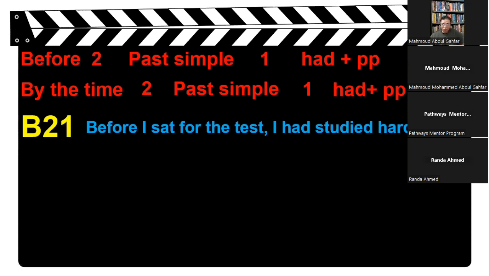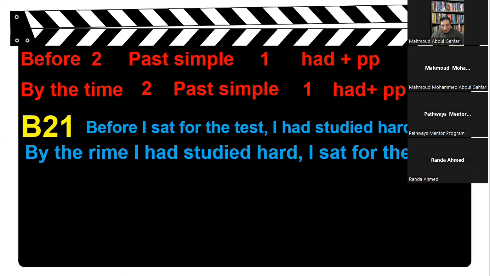That is B21. Now if we use before or by the time in the middle of the sentence, it is the same sentence. By the time I had studied hard... no, this is a mistake. I'm sorry for this. By the time I sat for the test, I had studied hard. So 1B2: if we put before in the middle of the sentence, we begin with had plus the past participle of the verb, or past perfect. So in 1B2, 1 refers to the past perfect, had plus the past participle of the verb. B refers to before and by the time. 2 refers to the past simple.